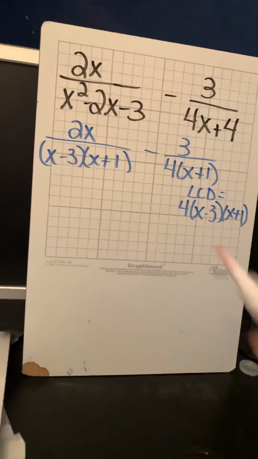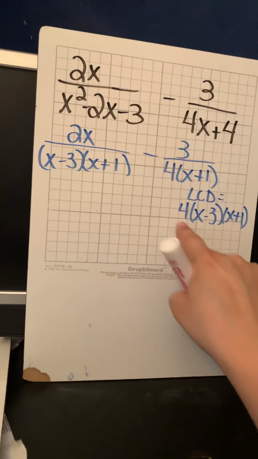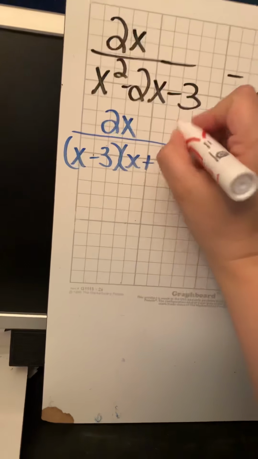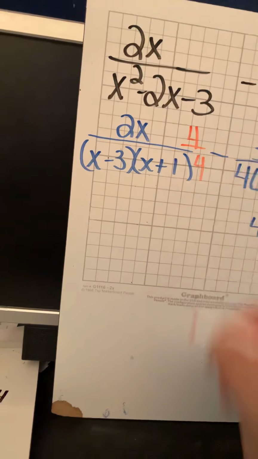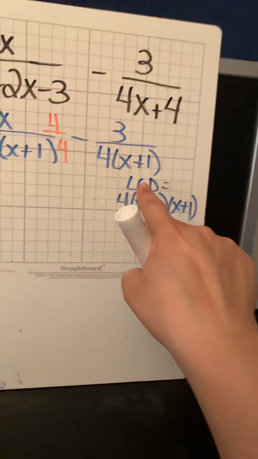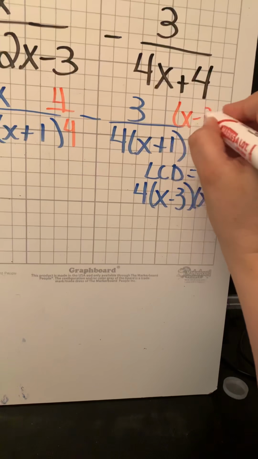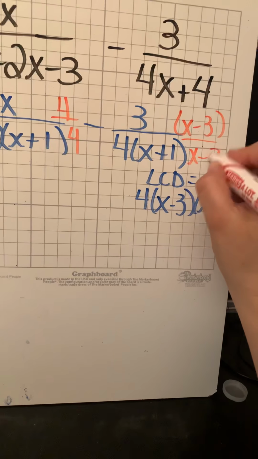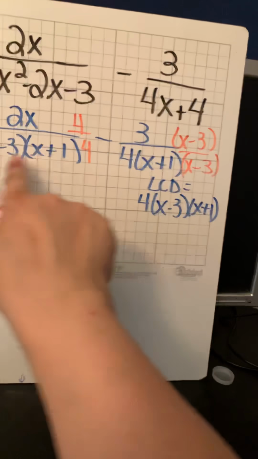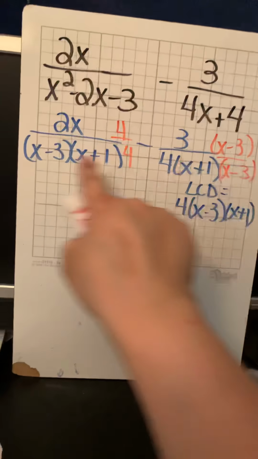So on this very first one over here, what am I missing? I'm just missing the 4 because I have the x minus 3 and the x plus 1. So I got to multiply this one by 4 over 4. This one over here, what am I missing? I've got the 4 and I've got the x plus 1. What's missing? The x minus 3. Now that my denominators look exactly the same, notice they look the exact same as my LCD and they are the same to each other.